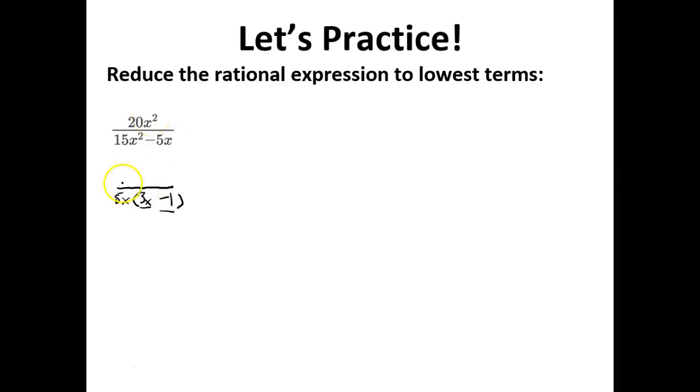The top, I'm looking for factors. There are different ways to factor the top, but what I see is 5x times 4x. The reason I see 5x times 4x is because I know there's a 5x in the bottom, so hopefully I can cancel something out. And I know the 5 times the 4 is going to give me 20, and the x times the x is going to give me x squared. So there's a factor of 5x on top, and in the bottom, they cancel out. We're left with 4x over 3x minus 1.